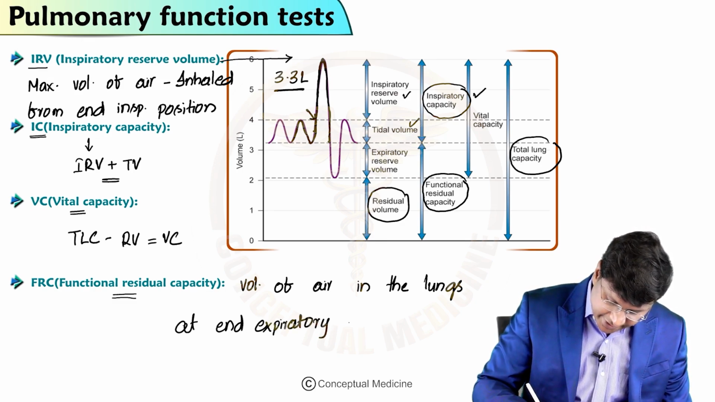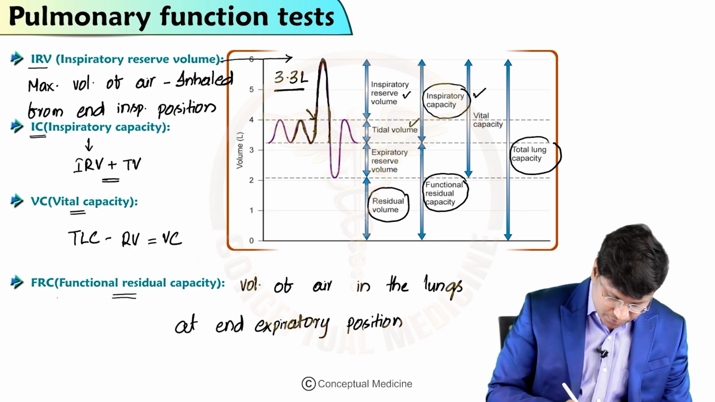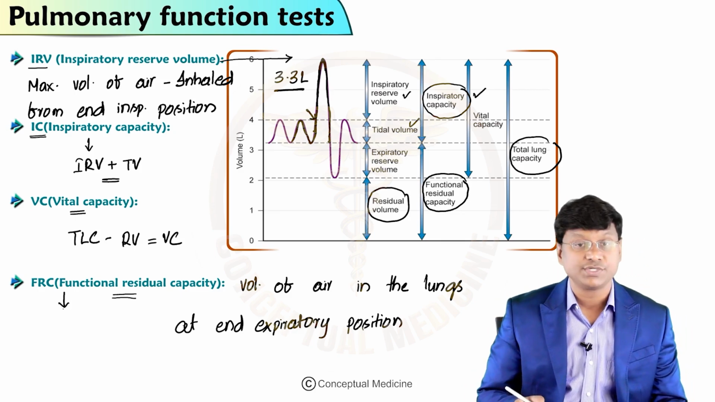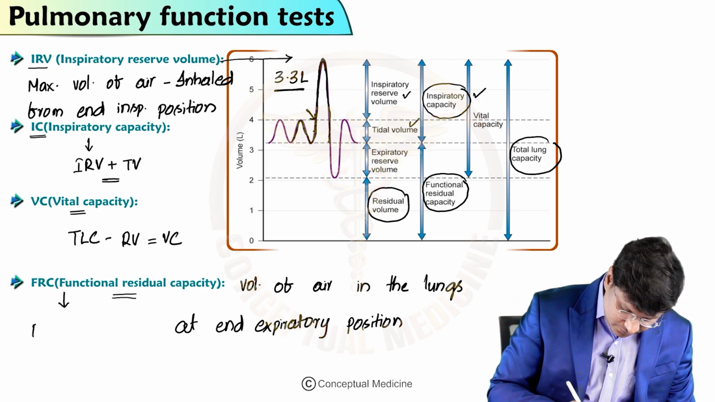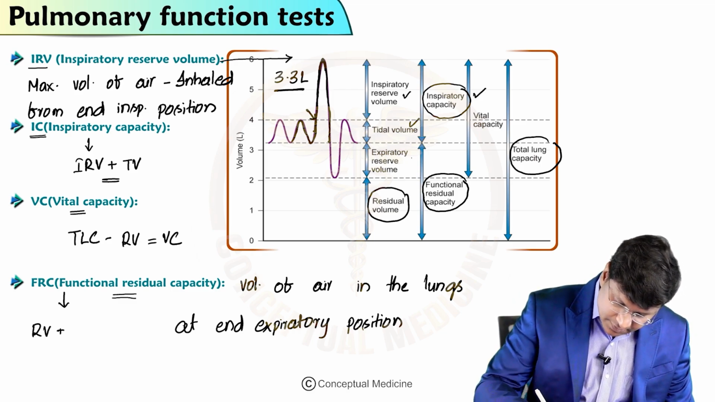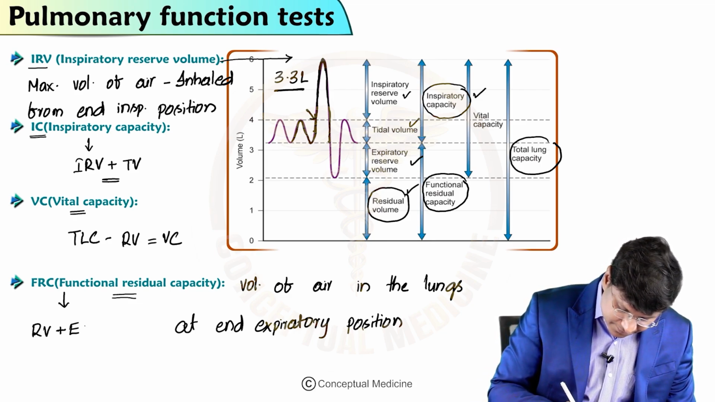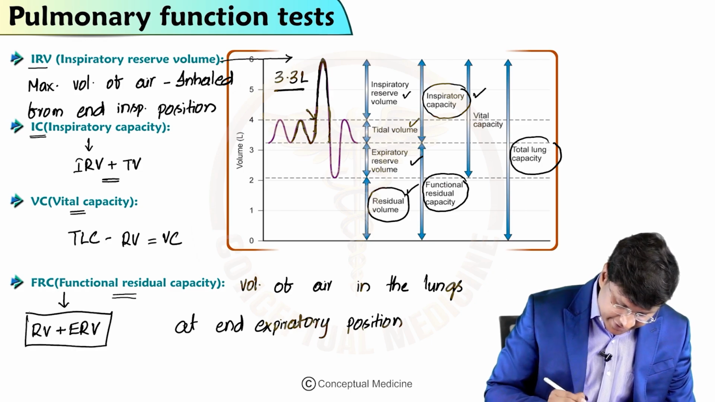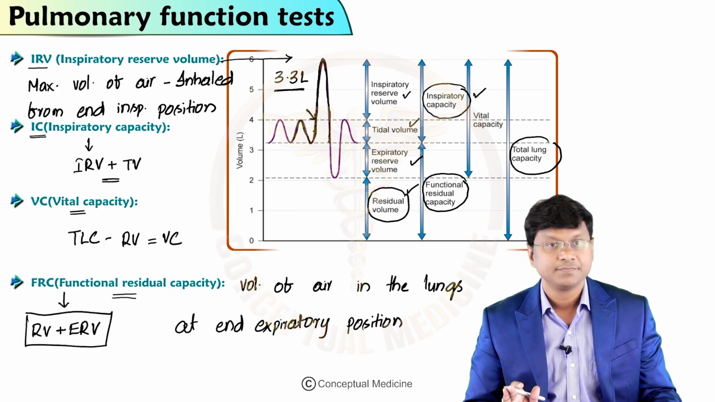Right, at end expiratory position. Okay, so that is what is your functional residual capacity. So what is included in the functional residual capacity? Functional residual capacity includes residual volume, as well as the expiratory reserve volume. So that will be your functional residual capacity.